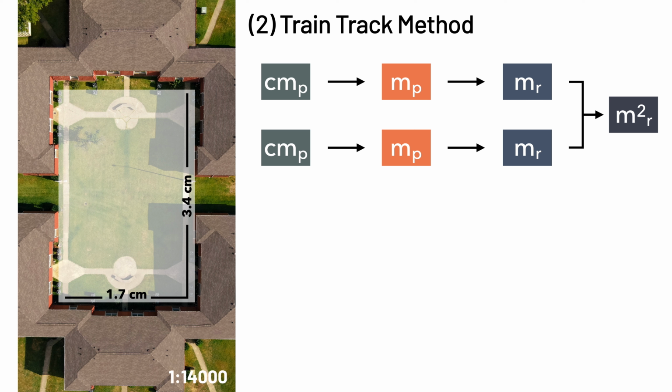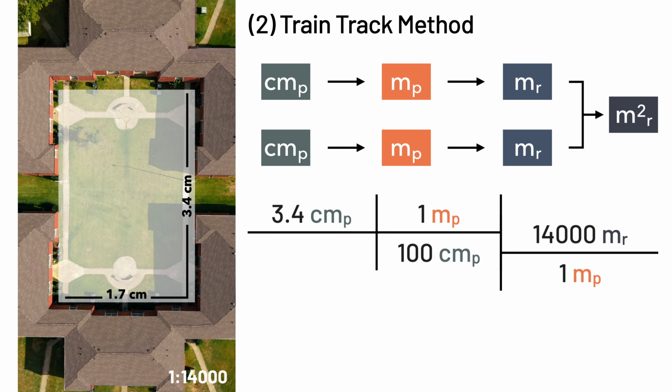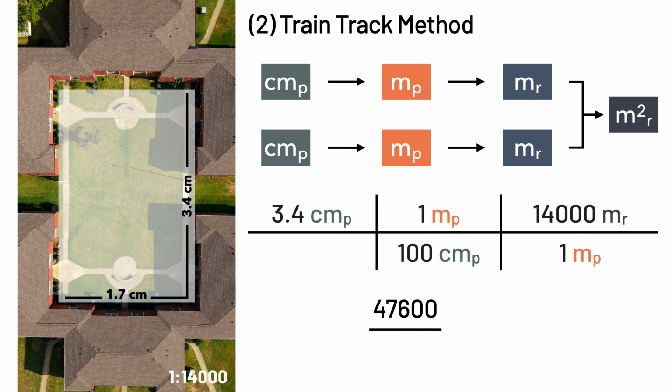We can also solve this problem using the train track method. We can create a train track for each side and then use the converted size to determine the area. This demonstrates how to use train tracks to calculate the length of one side as an example.